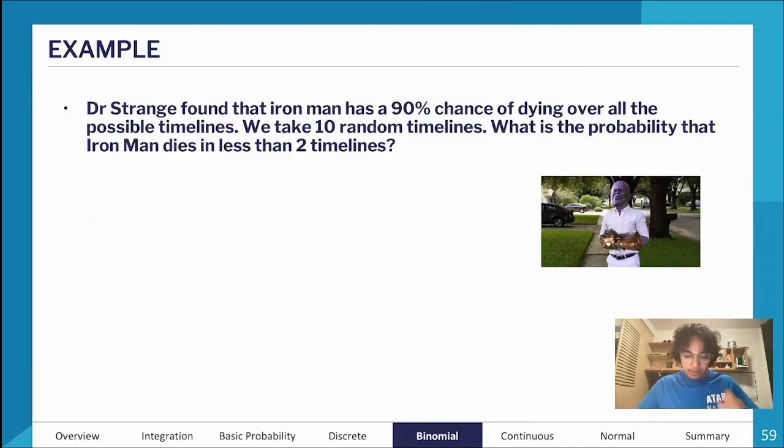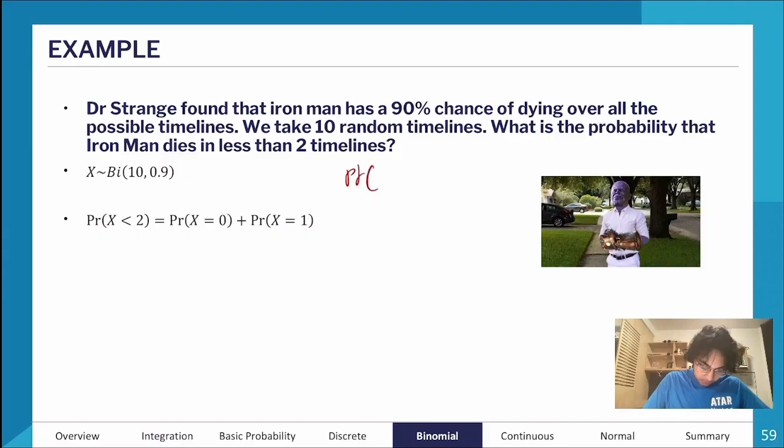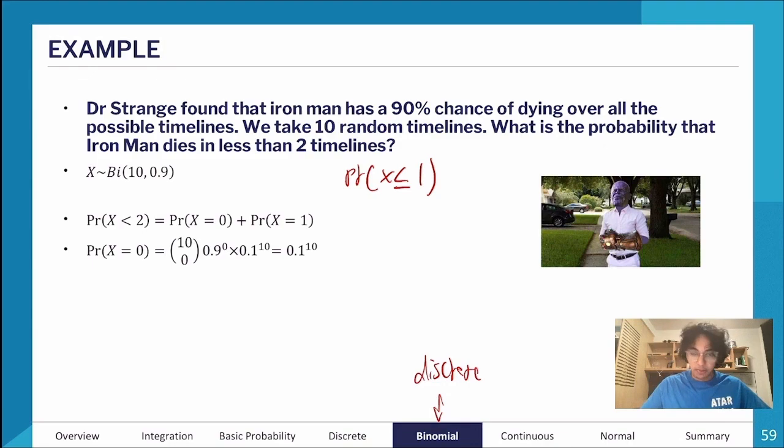Okay, so we take 10 random timelines. What is the probability that Iron Man dies in less than 2 timelines? So again, I want to write out what my variable is, right? And now I've got the probability of X is less than 2. This is also the same as the probability of X is less than or equal to 1, because it's a discrete distribution. Remember, binomial is discrete, so keep that in mind. So this is also just equal to the probability of X equal to 0 plus X equal to 1. We can't have less than 0 in this case, right? It doesn't make sense for him to die in -1 timelines. And now I just sub that into my binomial equation, right?